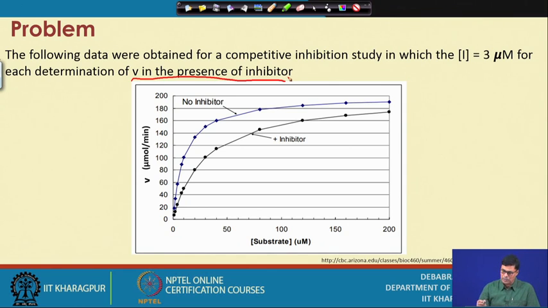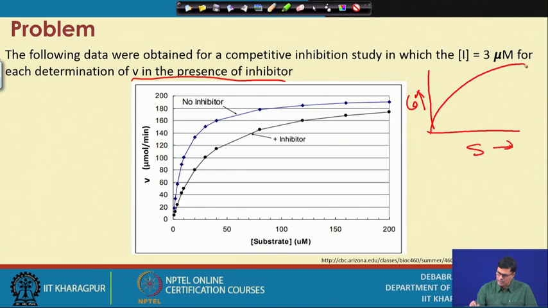Now, here I want to tell you a very interesting thing that we already discussed. In case of competitive inhibitor, I told you that this is V and this is substrate, am I right? And this is the no inhibition. When there is no inhibition, we have this plot. Now, in case of competitive inhibition, it will be like this. So, at infinite substrate concentration, it will become Vmax. This is equal to Vmax.